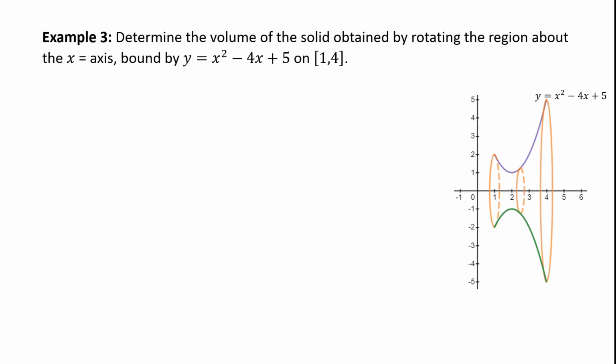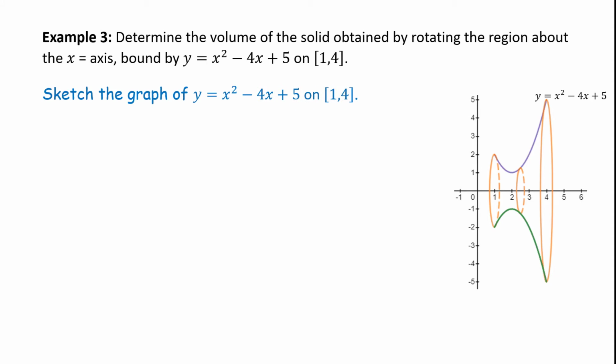Example: determine the volume of the solid obtained by rotating the region about the x-axis bound by y equals x squared minus 4x plus 5 on the closed interval from 1 to 4. When reasonable, get a sketch of the graph.